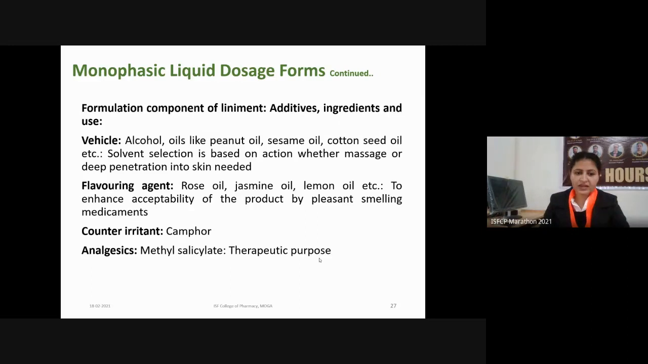The solvent selection is based on the action, whether we need a massage or we need a deep penetration into the skin. Based on that, we will select our vehicle. If we need a massage, in that case, we are going to use these different oils. But if we want a deep penetration action, in that case, we are going to use the alcohol. So on the basis of the action that we need, we are going to select our vehicle.